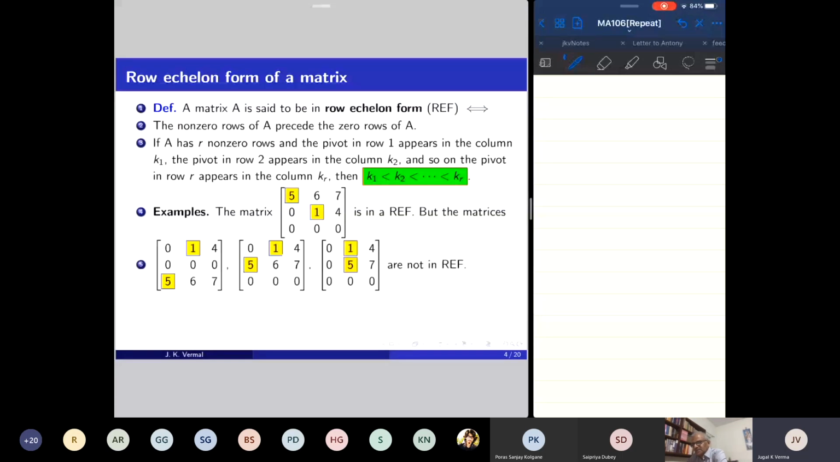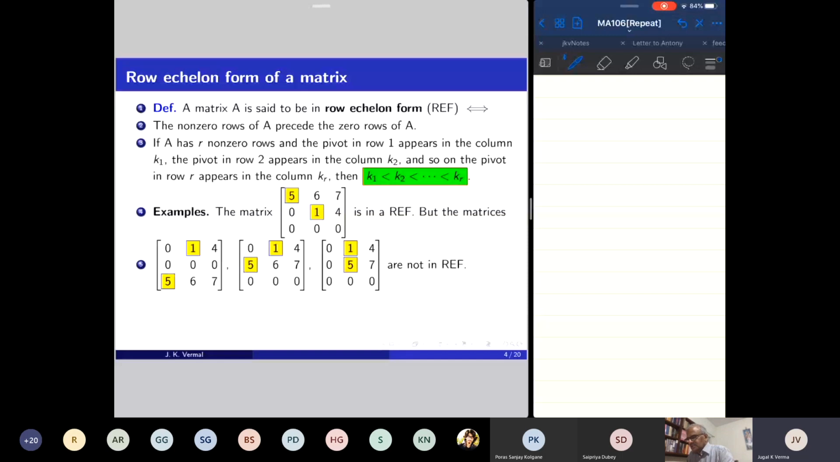But if you look at these 3 matrices, they are not in row echelon form. Look at the first matrix. The pivot in the first row is 1, and the pivot in the last row is 5, and this 5 is not to the right of 1. Similarly, the second matrix is not in row echelon form, because the second pivot is to the left of the first pivot. And the third matrix is also not in row echelon form, because we want the second pivot to the right of the first pivot, and in this case it happens to be just below the first pivot. So they are not in row echelon form.